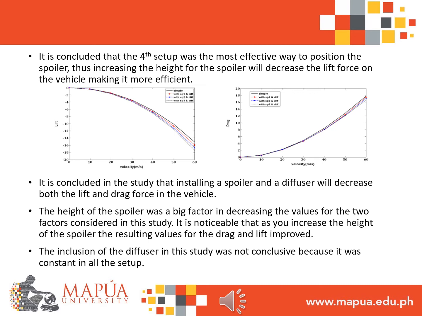It is concluded in the study that installing a spoiler and a diffuser will decrease both the lift and drag force in the vehicle. The height of the spoiler was a big factor in decreasing the values for the two factors considered in this study. It is noticeable that as you increase the height of the spoiler, the resulting values for the drag and lift improve. The inclusion of the diffuser in this study was not conclusive because it was constant in all setups.